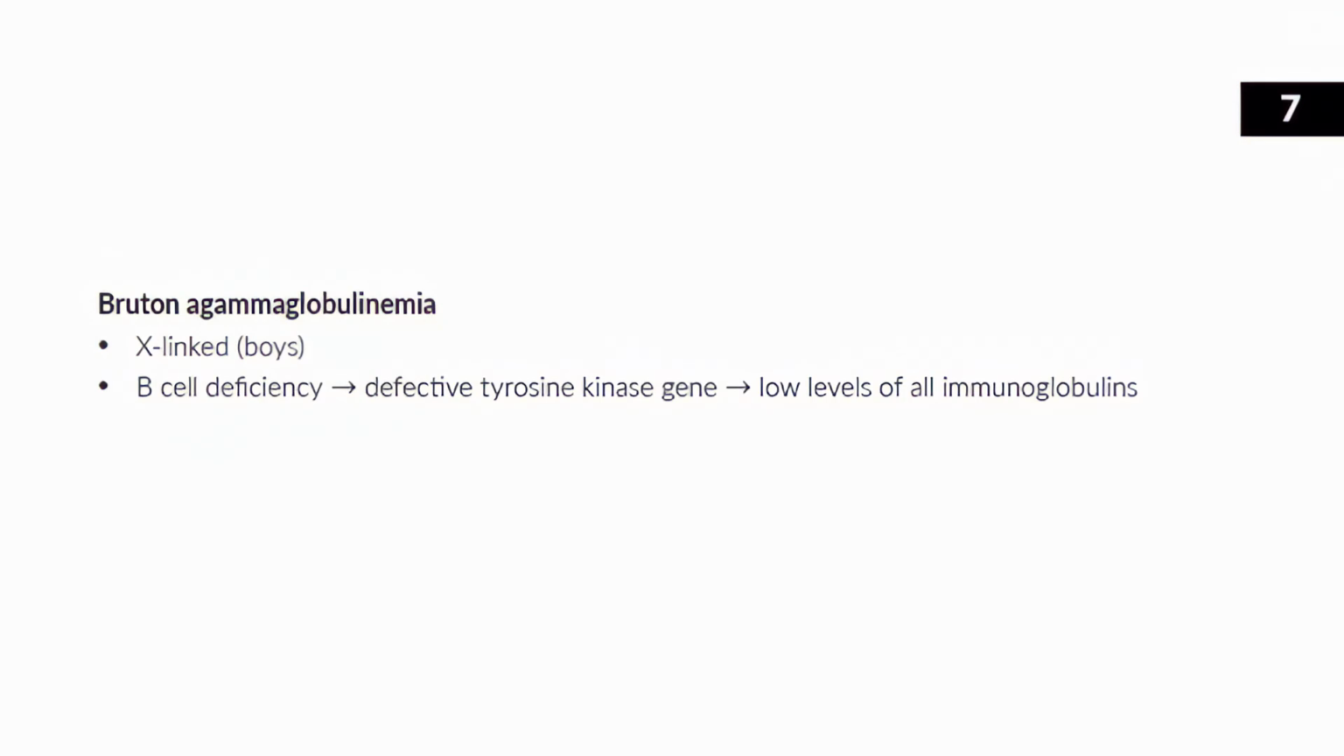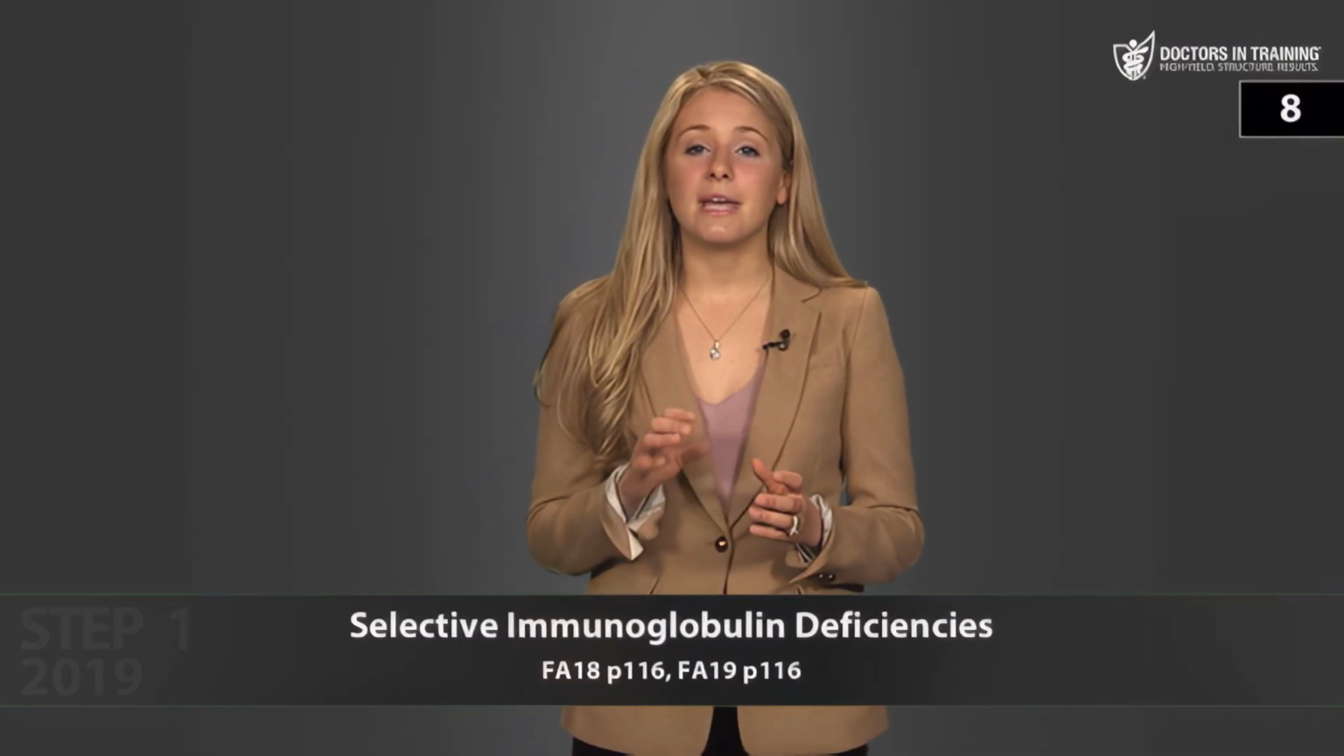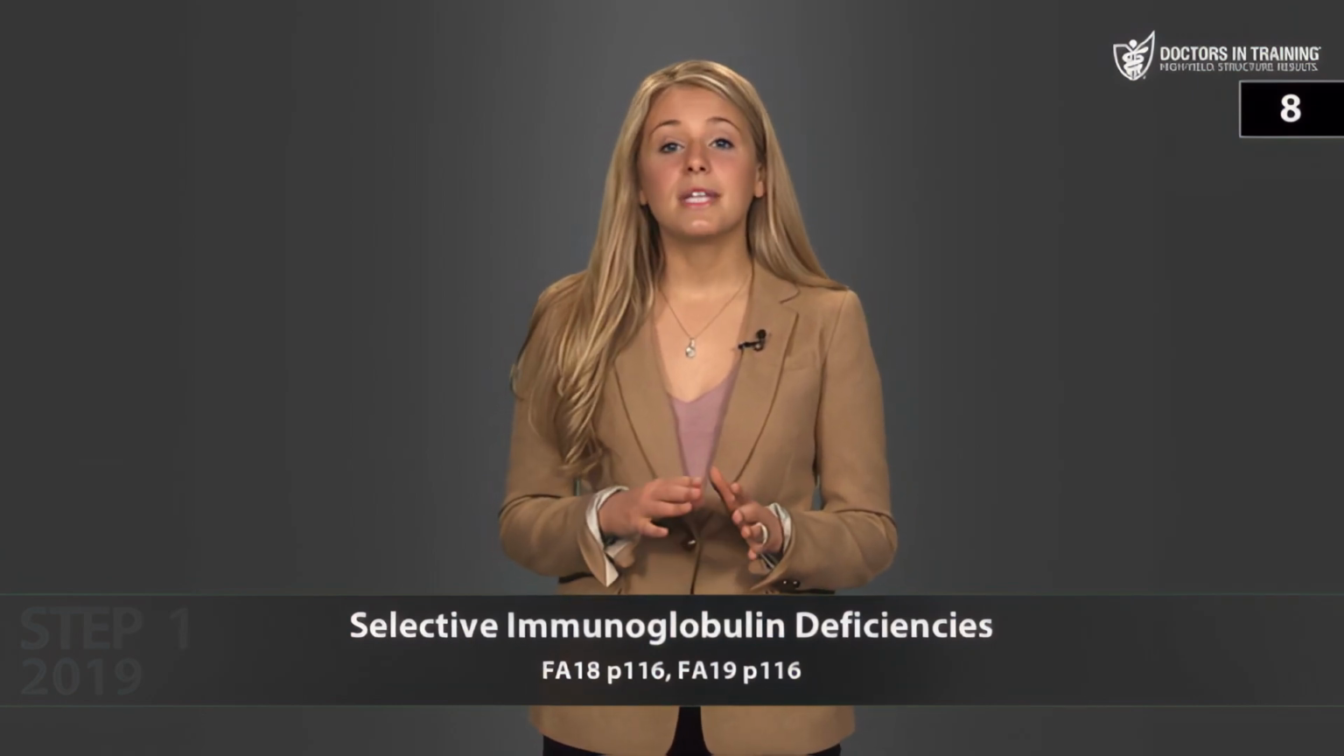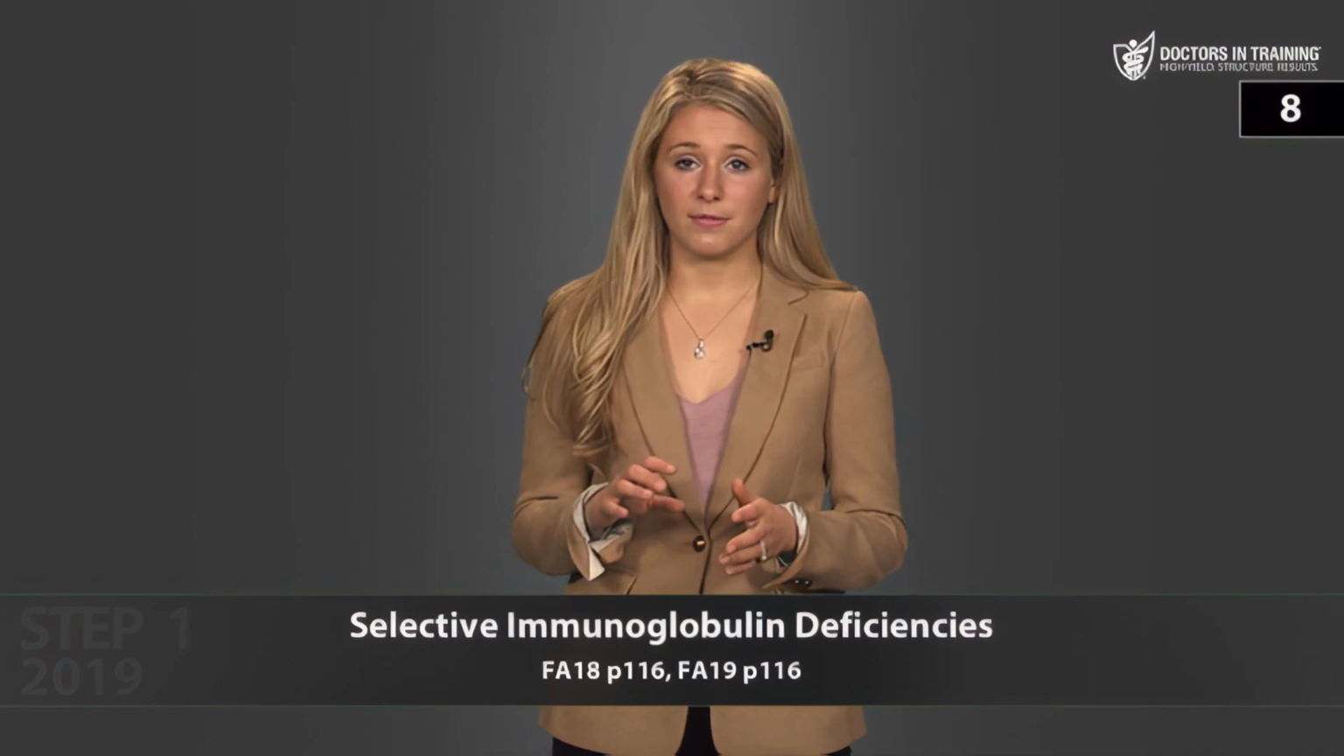It's caused by a mutation in the tyrosine kinase gene, and it leads to low levels of immunoglobulin isotypes. This also causes recurrent bacterial infections after 3 to 6 months of age, because the first few months they're protected by mom's IgG antibodies. So remember, B for Bruton's, B for boys, B for B cells, and B for bacterial infections.